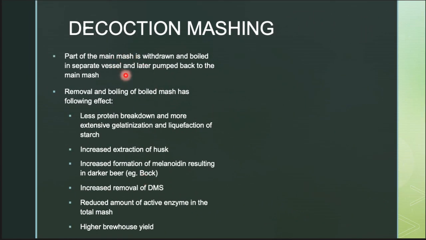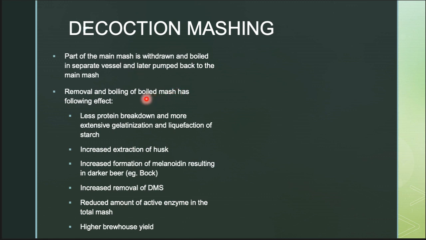In decoction mashing, part of the main mash is withdrawn and boiled in a separate vessel and later pumped back to the main mash. Decoction mashing is termed single decoction, double decoction, or triple decoction depending on the number of boiled mashes. Decoction mashing is used majorly to compensate for the quality of poorly modified malt.